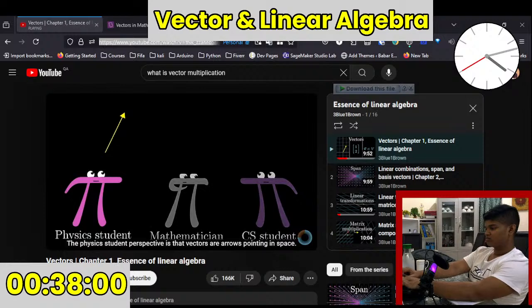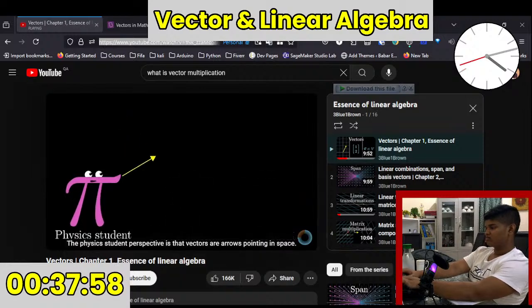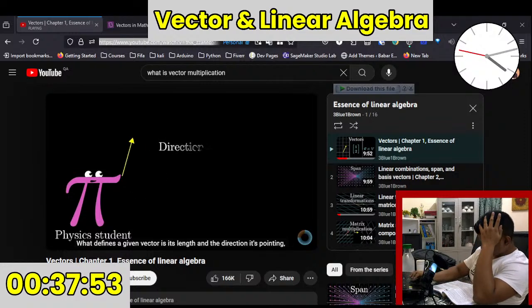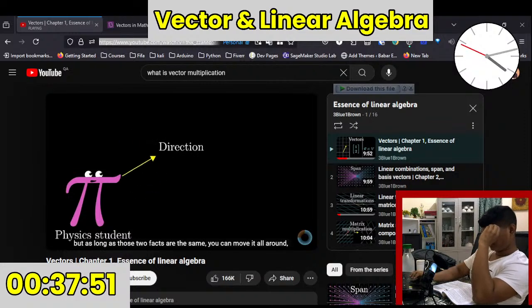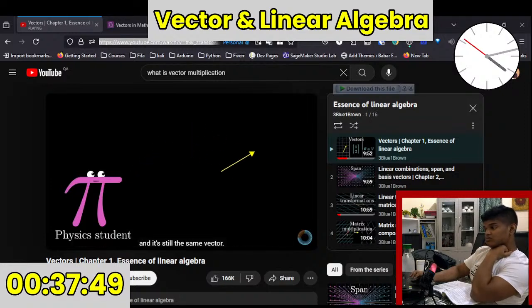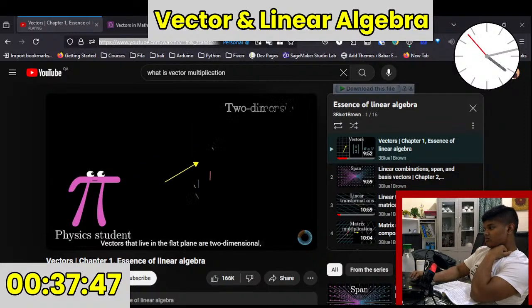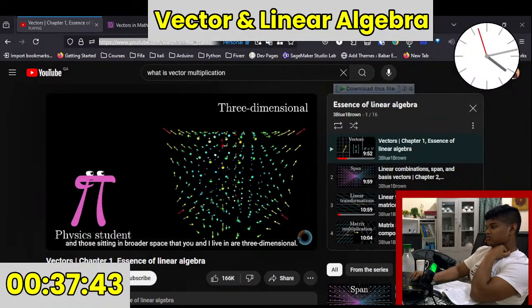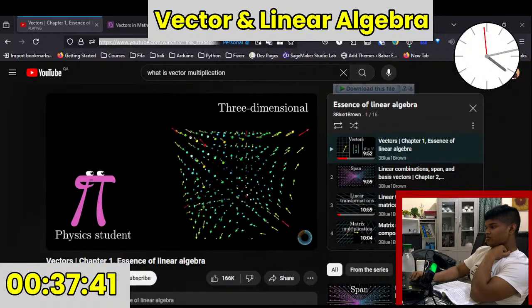The physics student perspective is that vectors are arrows pointing in space. What defines a given vector is its length and the direction it's pointing. But as long as those two facts are the same, you can move it all around and it's still the same vector. Vectors that live in the flat plane are two-dimensional, and those sitting in broader space that you and I live in are three-dimensional.